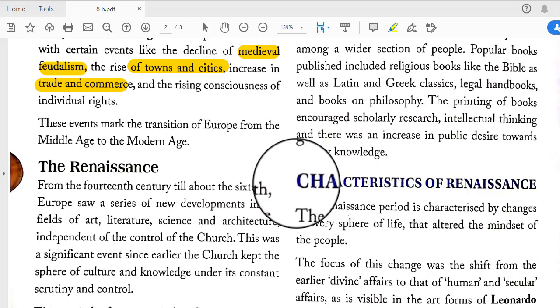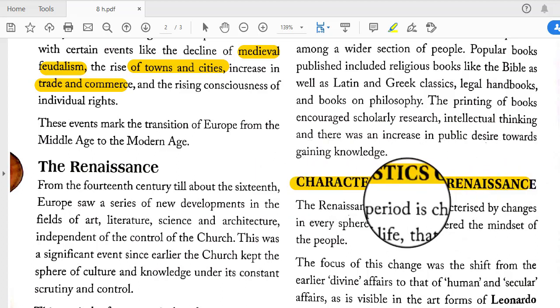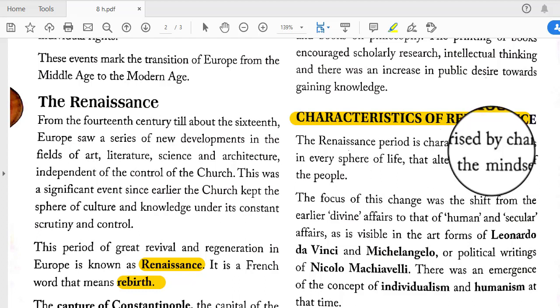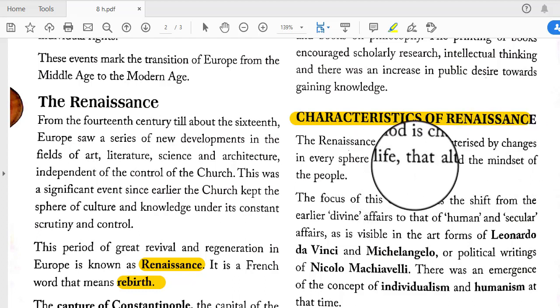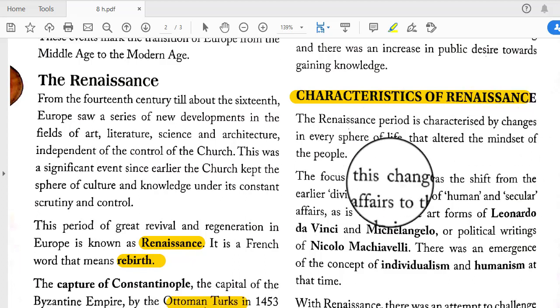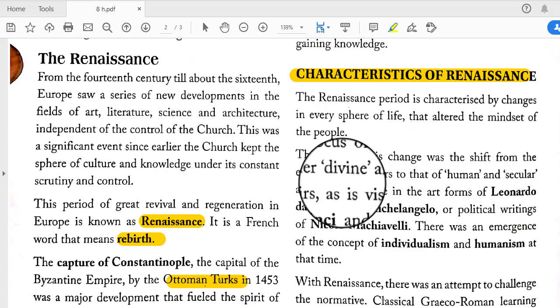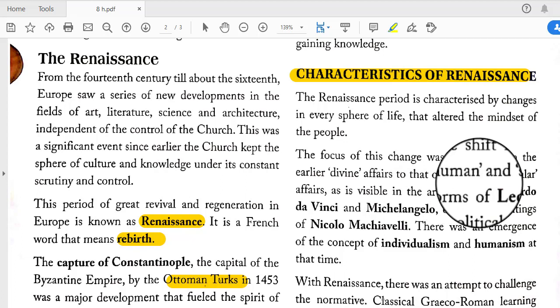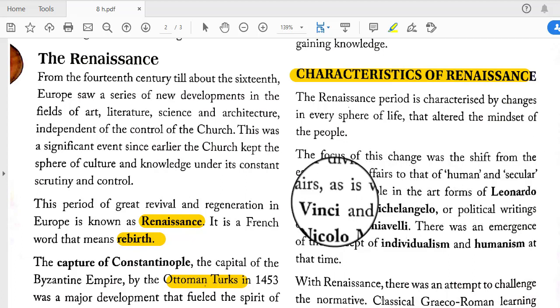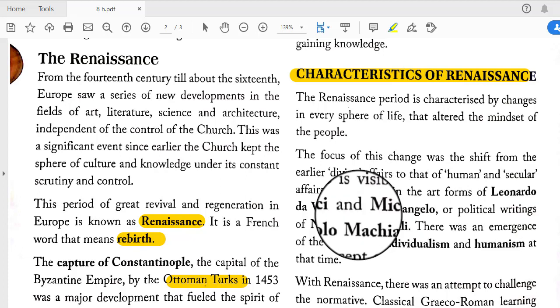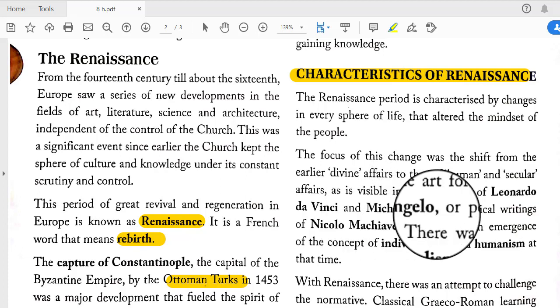Okay, so what were the characteristics of Renaissance? The Renaissance period is characterized by changes in every sphere of life that altered the mindset of the people. The focus of this change was the shift from the earlier divine affairs to that of human and secular affairs, as is visible in the art of Leonardo da Vinci and Michelangelo.